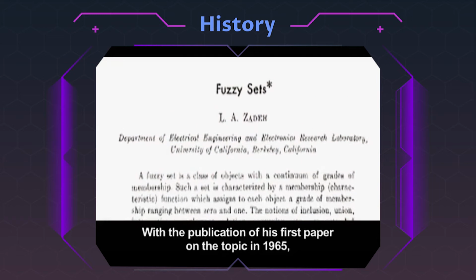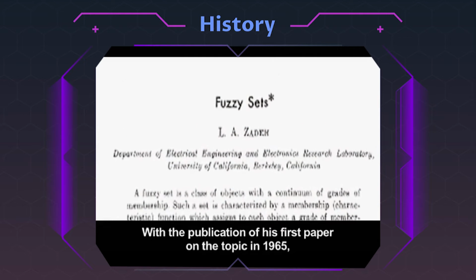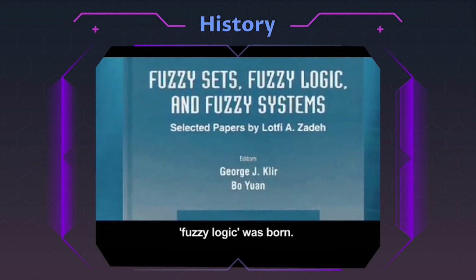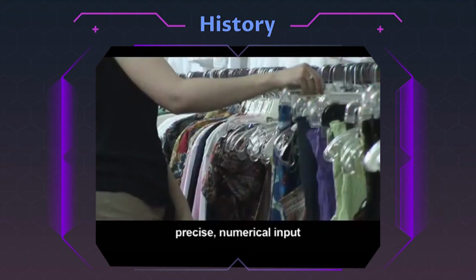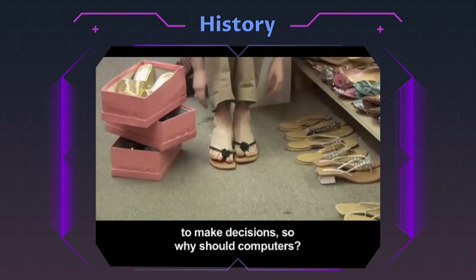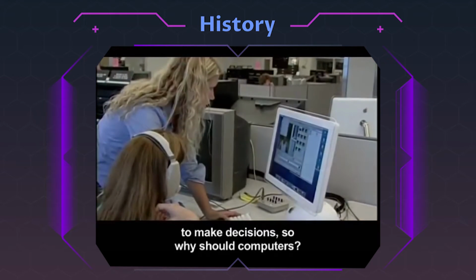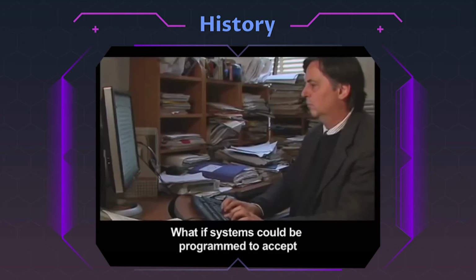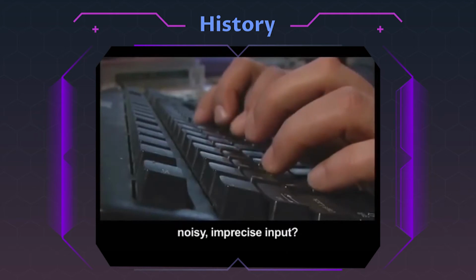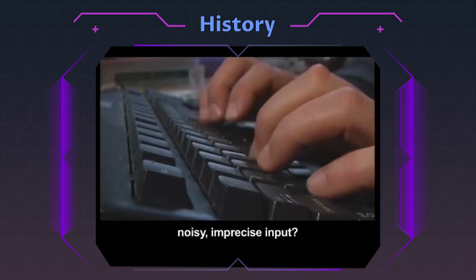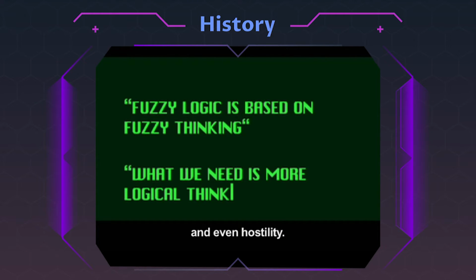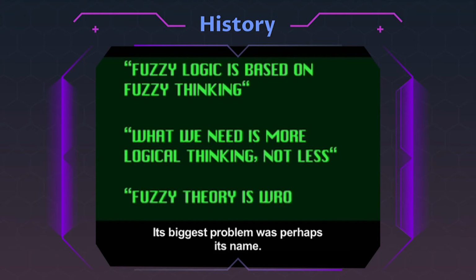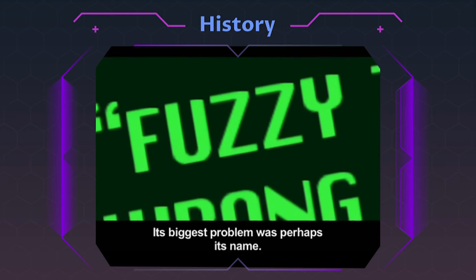With the publication of his first paper on the topic in 1965, fuzzy logic was born. Zadeh reasoned that people don't require precise numerical input to make decisions, so why should computers? What if systems could be programmed to accept noisy, imprecise input? Initially, the theory was met with skepticism and even hostility. Its biggest problem was perhaps its name.